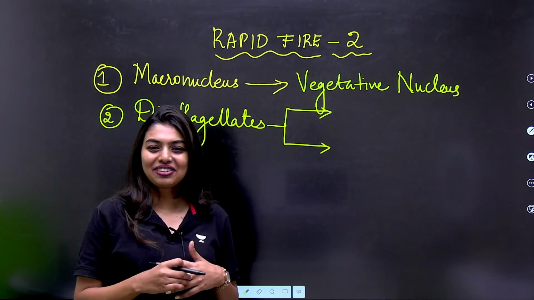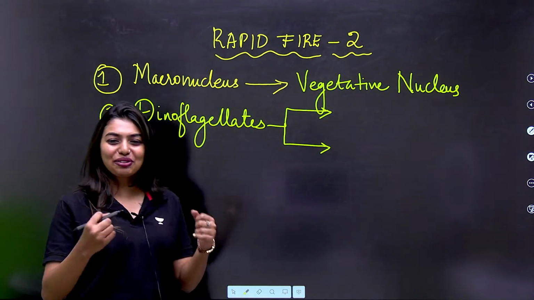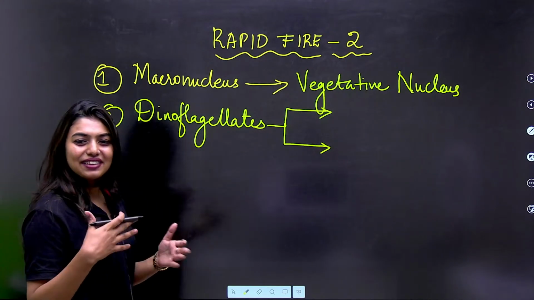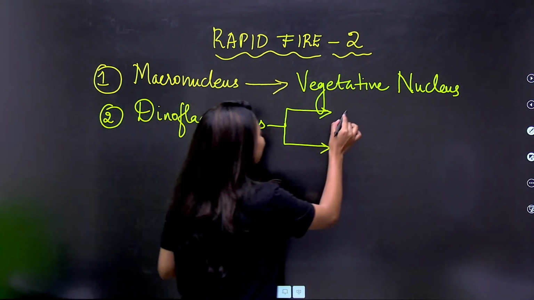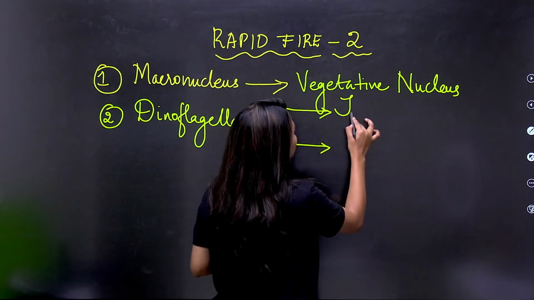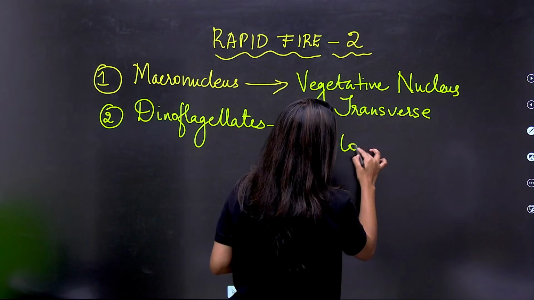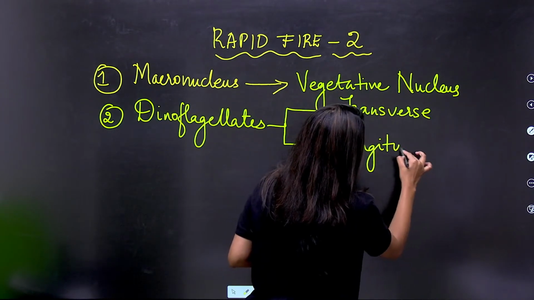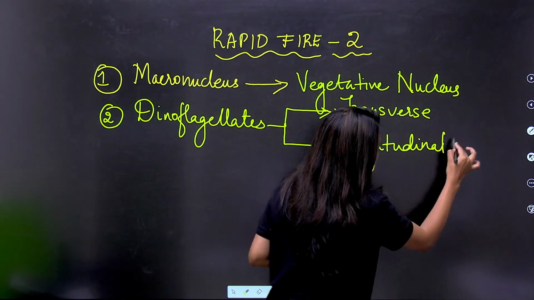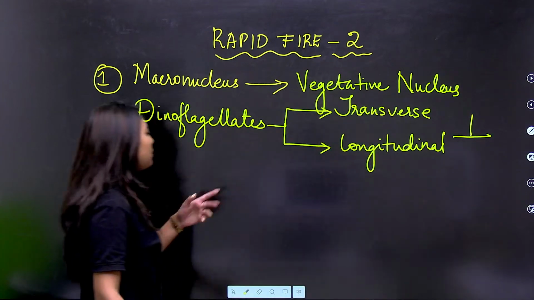Okay, there's a lot of competition. I like it. Very close timings. Nandini and Subhashni are very close. Okay, we have transverse and longitudinal. And one person has said they form a perpendicular structure. Correct. They are perpendicular flagella.